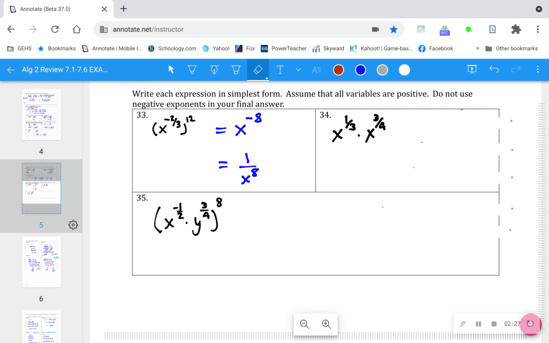Okay, on the next problem, you have side-by-side variables that are matching, x and x. They're multiplied, and in this context, you add your exponents. So you're going to take 1/3 plus 3/4. I'll show you how to do that in a minute here. It gives 13/12, and so then you just write it in radical format with the index of 12 on the outside.